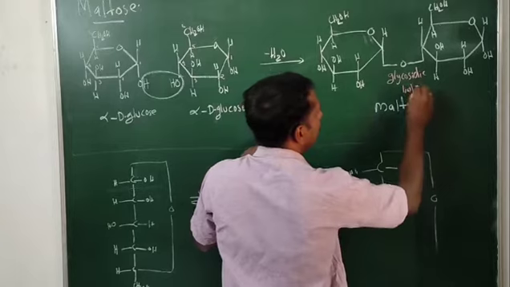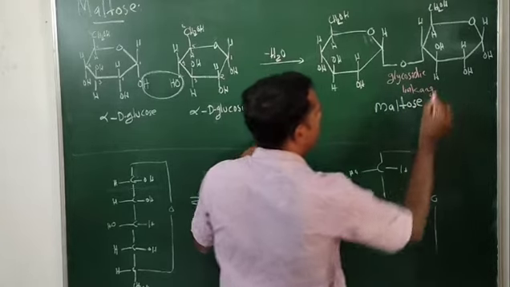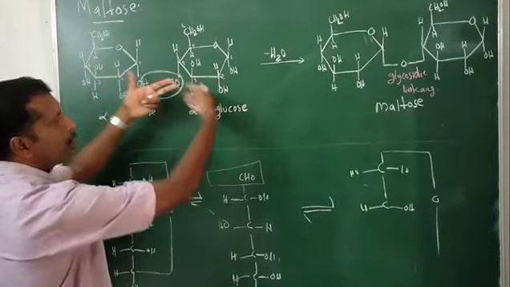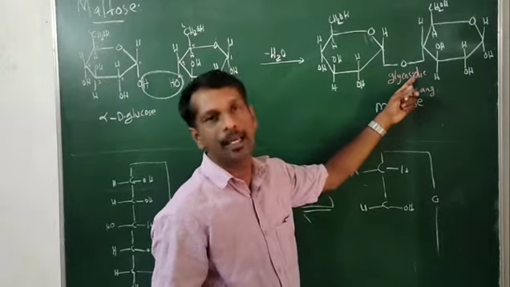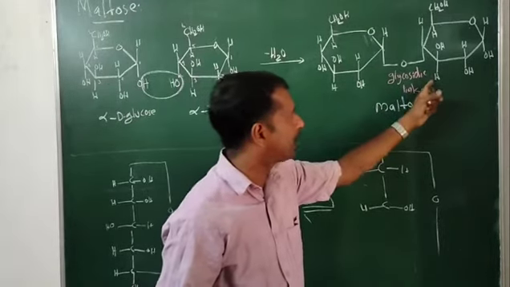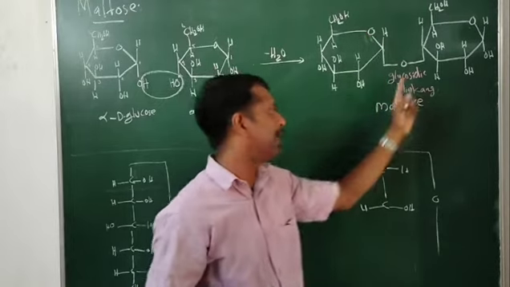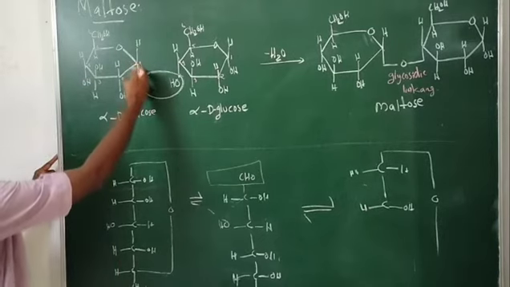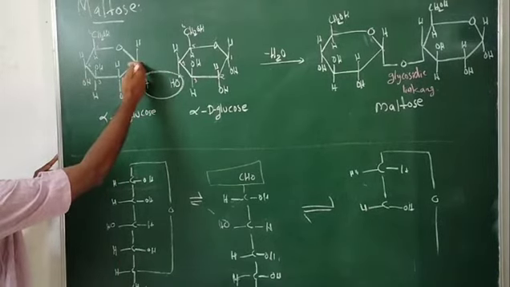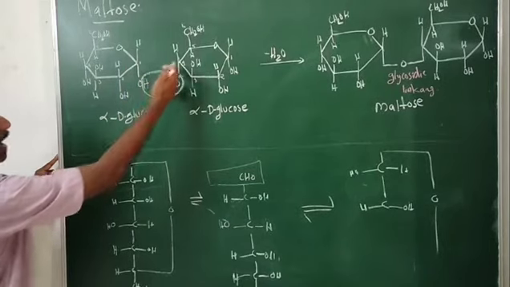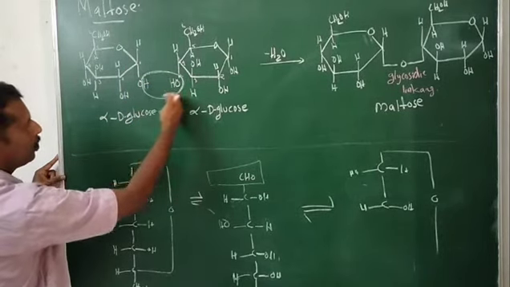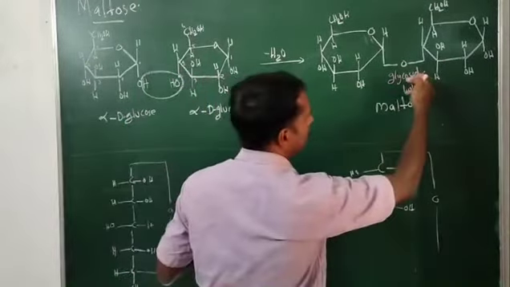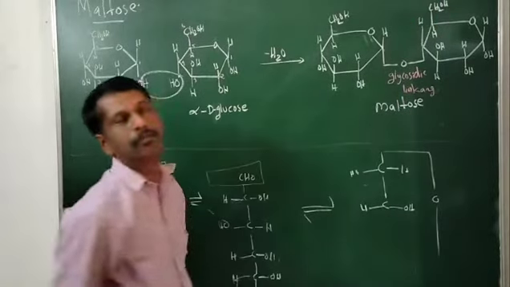Once again, what is a disaccharide? When two monosaccharide units are joined together by means of a glycosidic linkage, we get a disaccharide. An example is maltose. The OH group of C1 of the first unit and C4 of the second unit, minus H2O, the water molecule is eliminated, and they are joined with a glycosidic linkage and we get maltose.